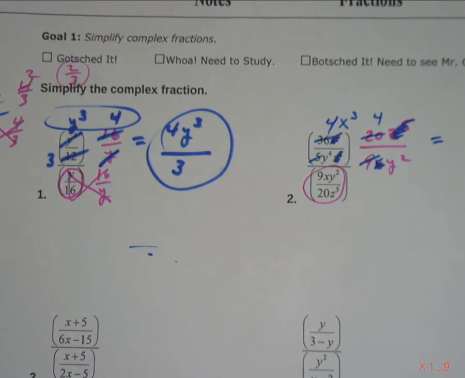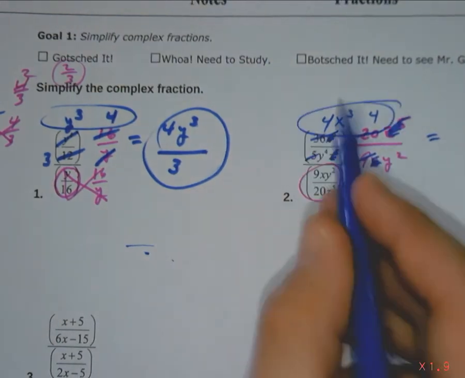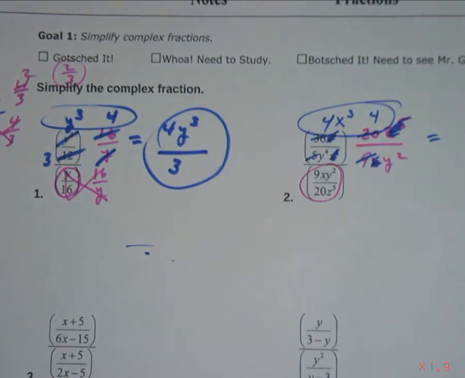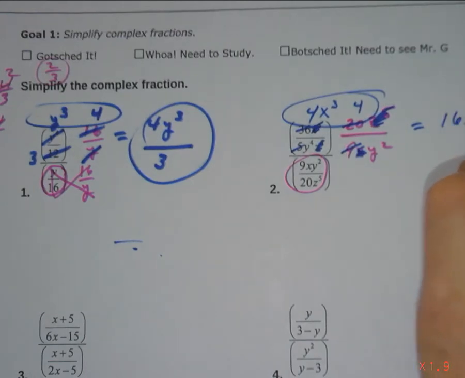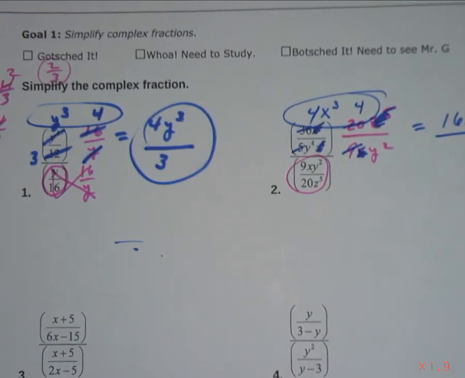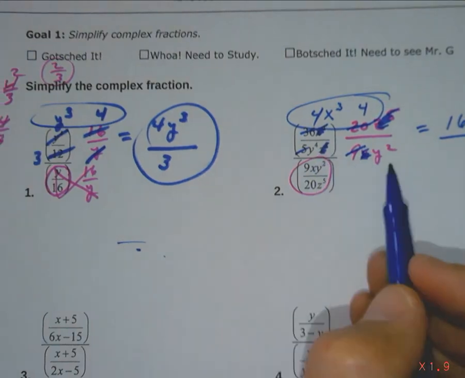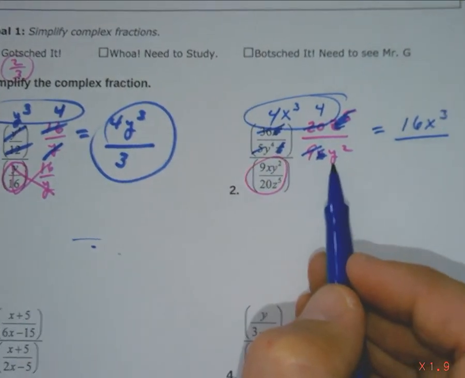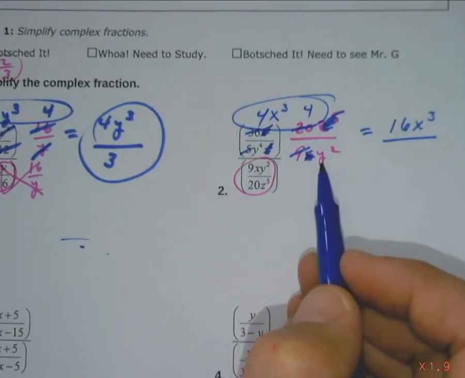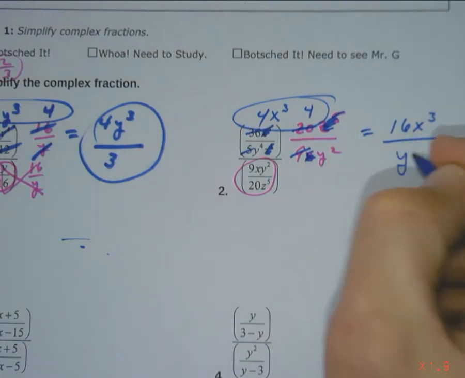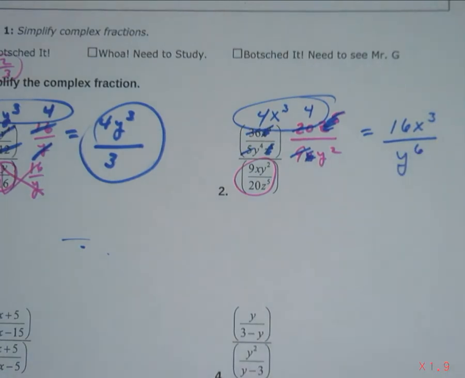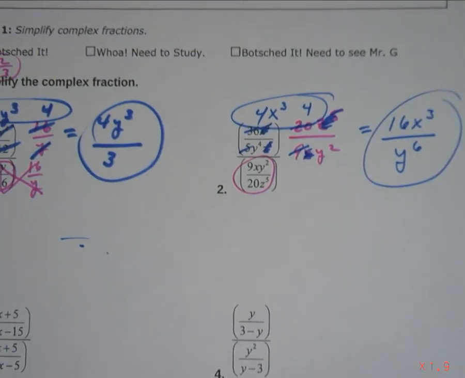So when I'm all said and done, I have 4x cubed times 4. That's 16x to the 3rd, or cubed. And then on the bottom, I have y to the 4th, y squared. What do we do with those exponents? Yeah, we just add them. Y to the 6 is 4 plus 2. Fantastic. So far, so good? Any questions, y'all?